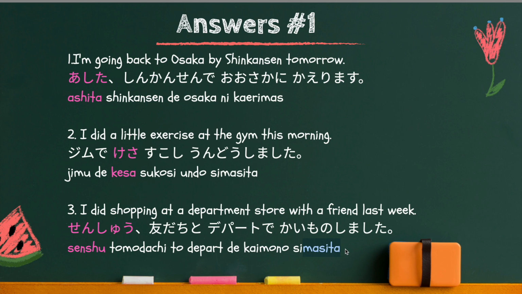So now, please repeat after me. 明日、新幹線で大阪に帰ります。ジムで今朝少し運動しました。先週友達とデパートで買い物しました。If you have any questions about particles or expressions or anything, please don't hesitate to ask me anytime, and I will be very happy to answer your questions.